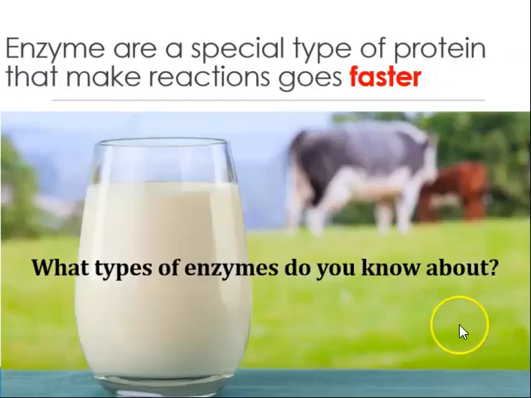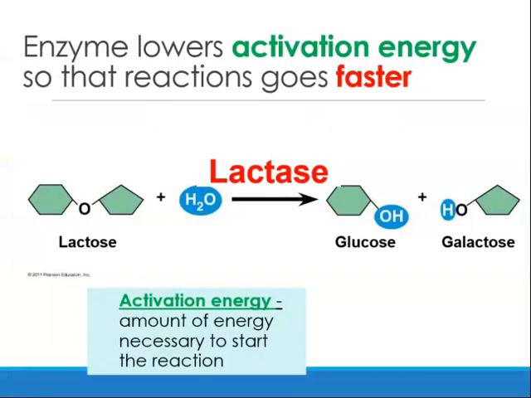Now, enzymes, we talked about, are a special type of protein. These help make reactions go faster. What type of enzymes do we know about? Well, we talked about lactase a couple slides ago. So lactase is an enzyme that takes the disaccharide lactose and breaks it down into the smaller monosaccharides, glucose and galactose.